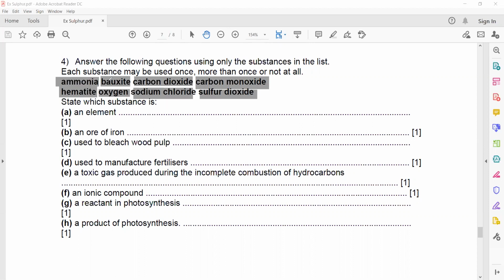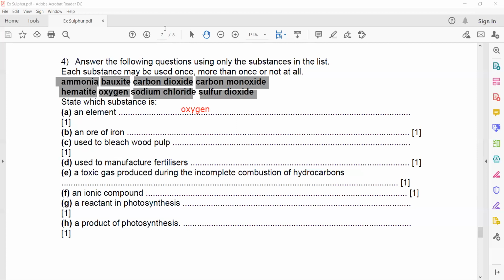Ammonia is a compound. Bauxite is a mixture, basically aluminum oxide. Carbon dioxide, compound. Carbon monoxide, compound. Hematite, ore of iron, compound. Oxygen is the element here.